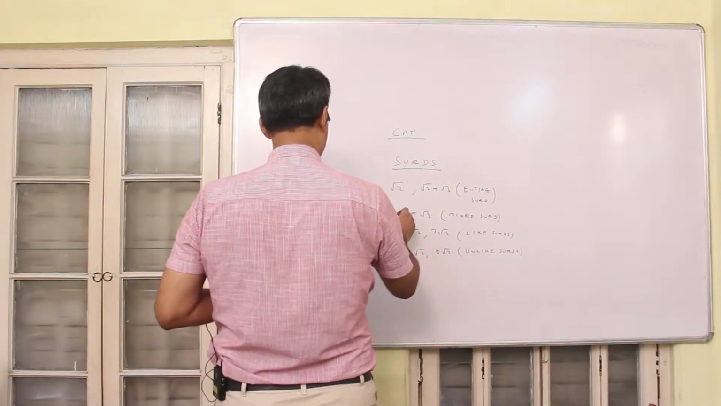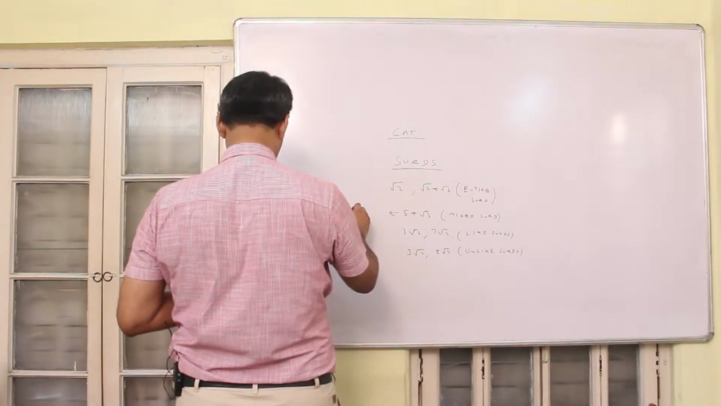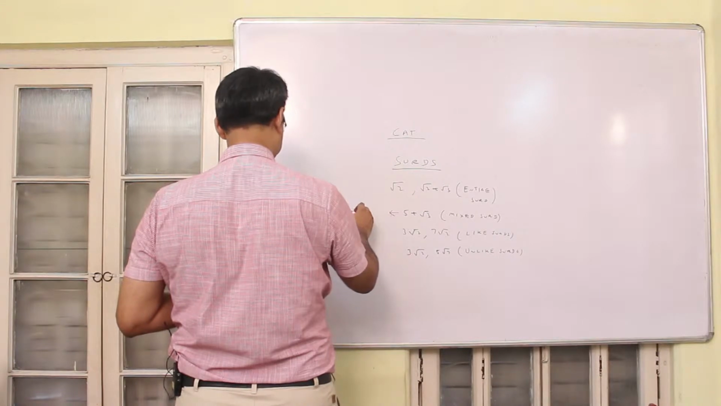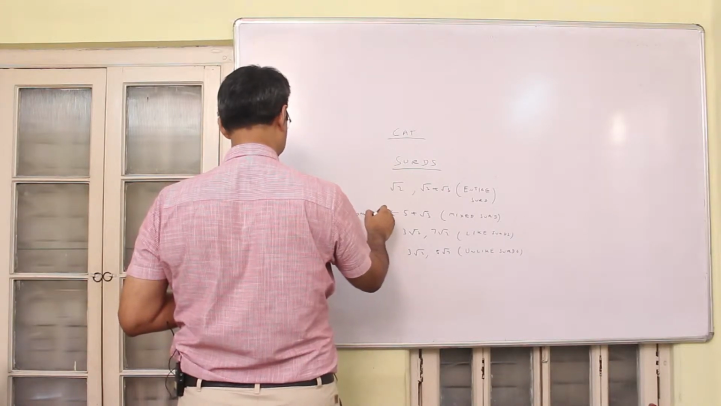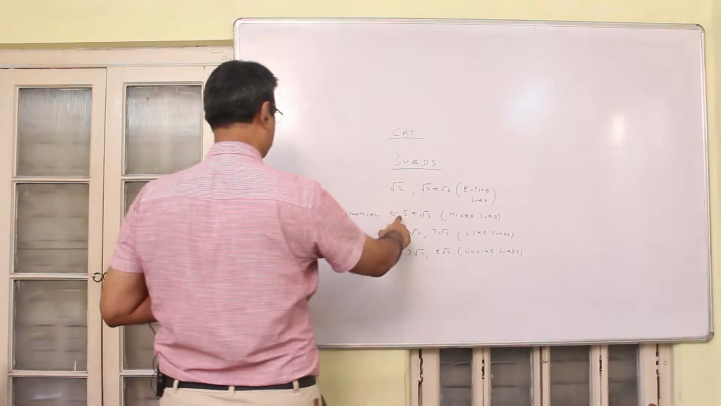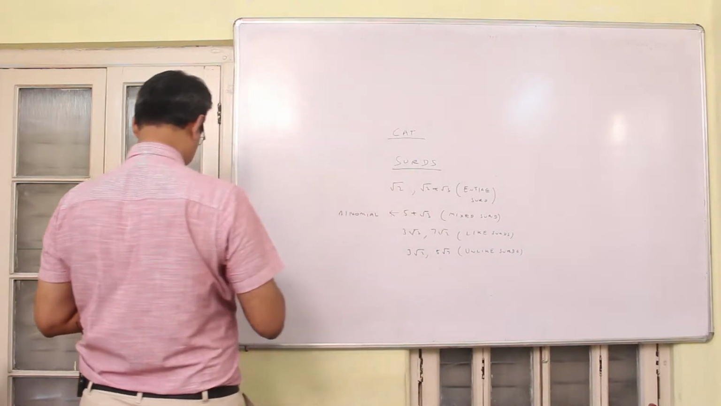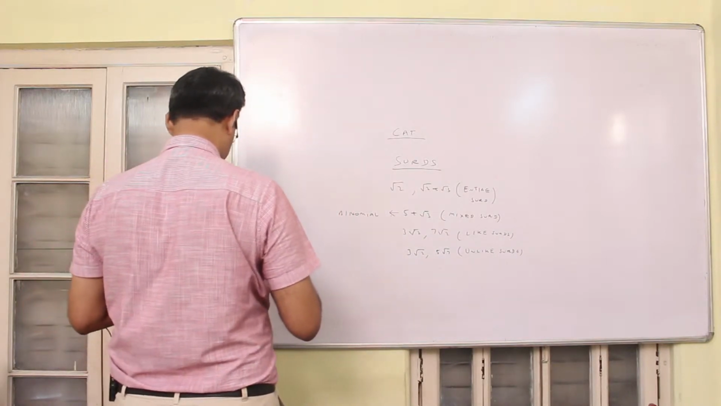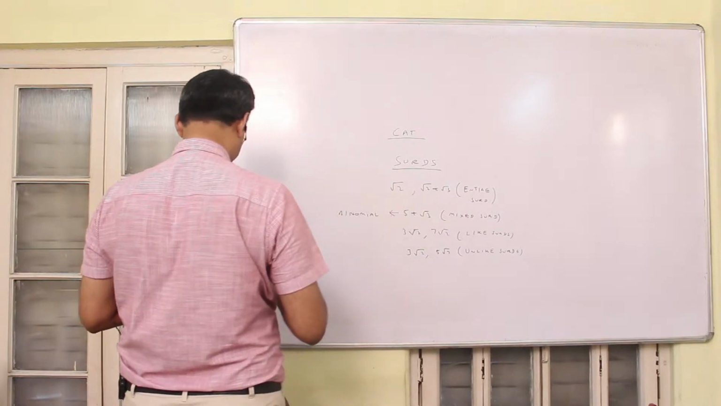This particular surd is called a binomial surd because there are two terms and out of the two at least one of them is a surd. So it is called a binomial surd.